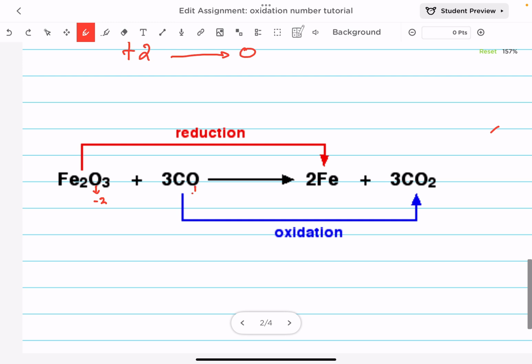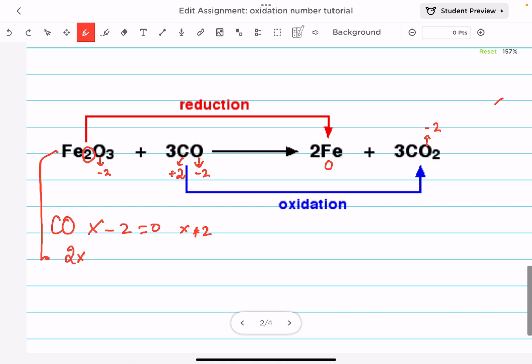One last example. Let's go on the one that we know, -2, -2, -2. Free element 0. Now let's calculate the C and the Fe each time. So here, X minus 2 equals 0. So X is positive 2. Now, in this one, I'm going to name it 2x because I have 2 Fe. 2x plus 3 times the oxygen equals 0. So 2x minus 6 equals 0. X is positive 3. Now, I can see the answer. From +3, the Fe dropped to 0, so that's the reduction.